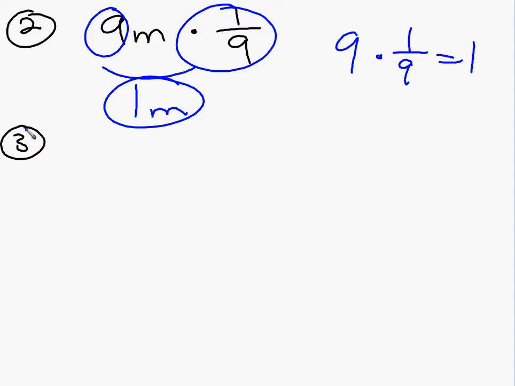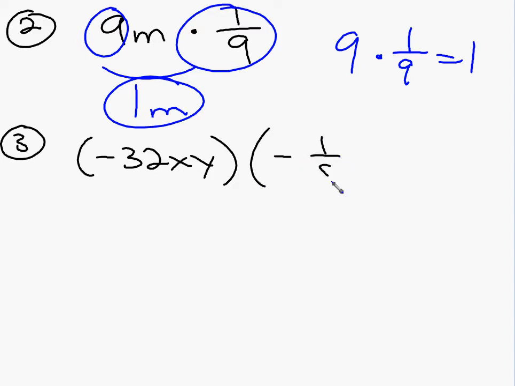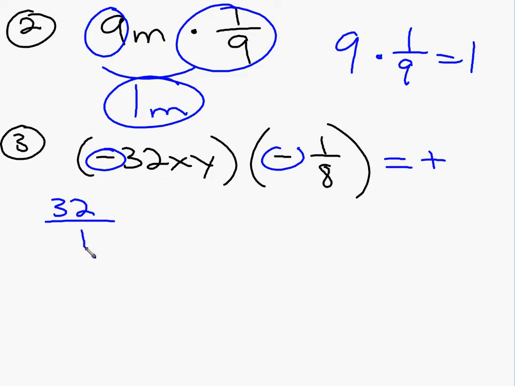All right, let's take a look at this one. Negative 32xy times negative 1/8. Why don't you go ahead and do that one on your own. I'll pause the video. All right, this problem, I'm going to have a negative times a negative. My answer is going to be a positive again. So I just need to do the fraction work. 32 over 1 times 1/8.